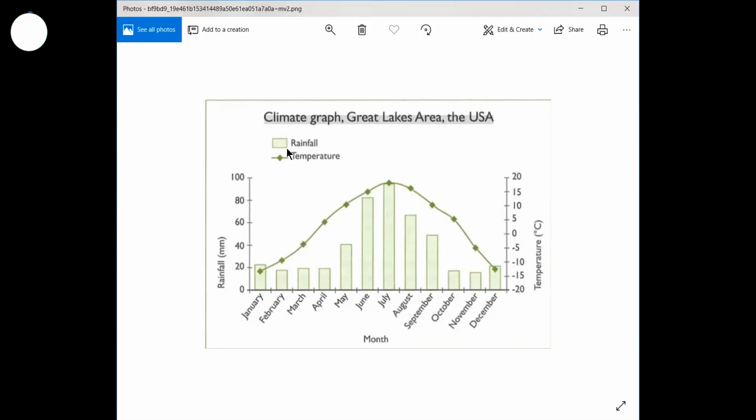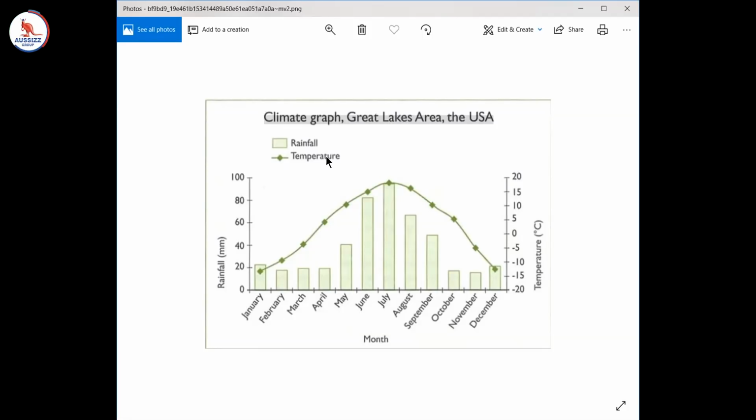Switching on to the next data, the temperature, which has been represented by green dotted line, it follows a similar pattern. That is, in June, July, it is the highest, whereas in January and December, it is the lowest. Overall, I can see that the rainfall and temperature has been fairly described for the given graph. Done. This is 90.